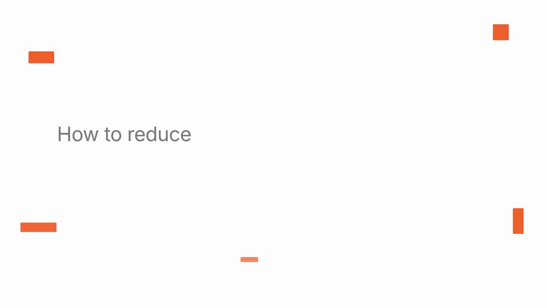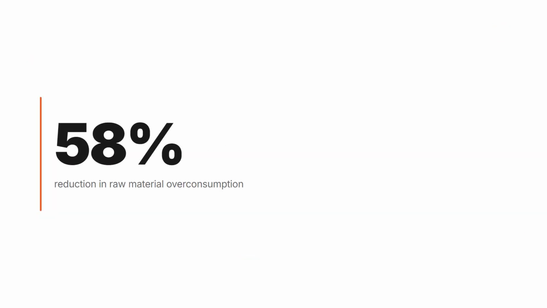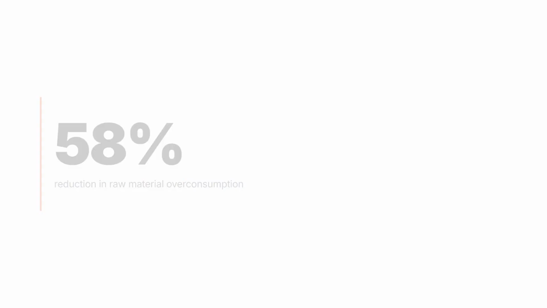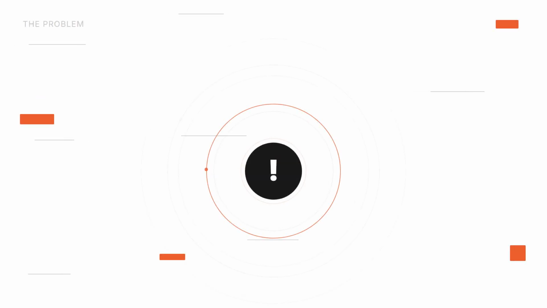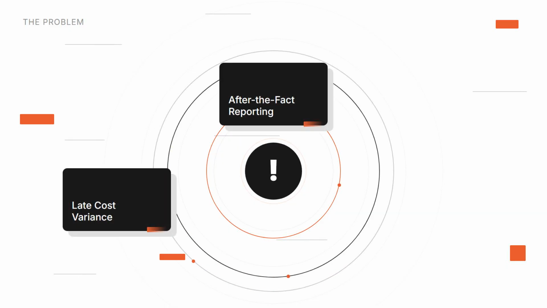Production variance can get expensive fast. In one manufacturing study, real-time production monitoring helped reduce raw material overconsumption by 58%. That starts with better visibility into what's actually happening on the floor. For many manufacturers, the problem is that variance is not always visible when it happens.